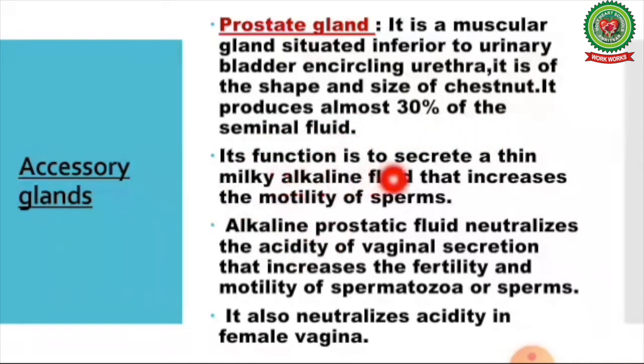Its function is to secrete a thin milky alkaline fluid that increases the motility of sperm. Alkaline prostatic fluid neutralizes the acidity of vaginal secretion that increases the fertility and motility of spermatozoa or sperms. It also neutralizes acidity in female vagina.